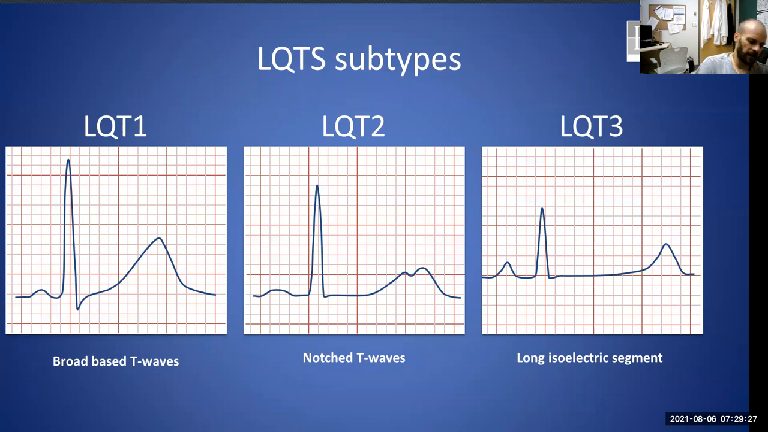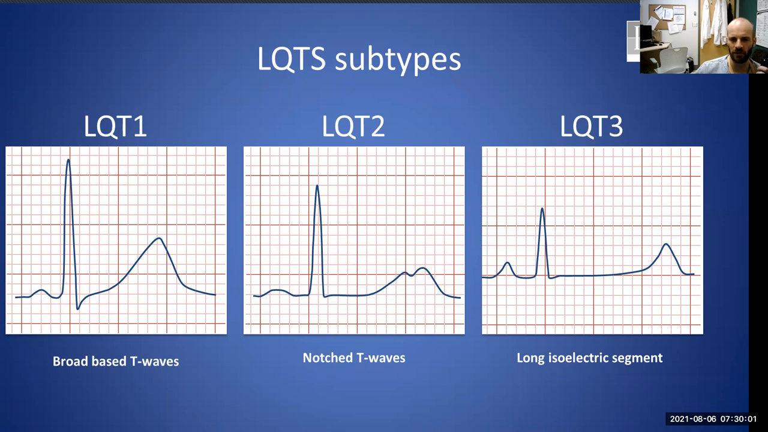So the next thing to think about is that long QT syndrome isn't just one entity. We talked about it often being caused by variants in sodium and in potassium channels. Those account for the three most common subtypes of long QT syndrome. There are quite a lot, but the three most common types account for the vast majority of patients. And the ECGs that you get with these subtypes often have some typical patterns.